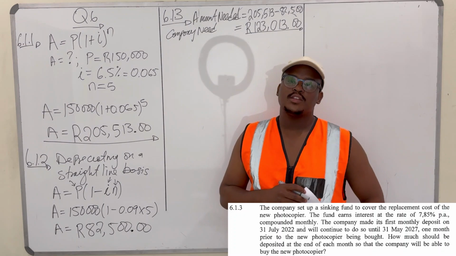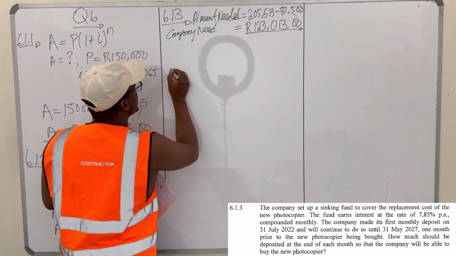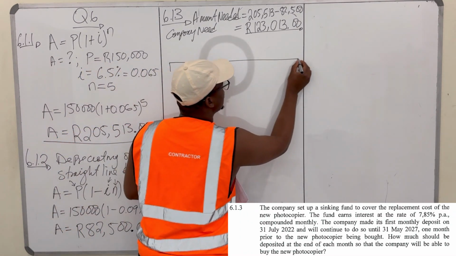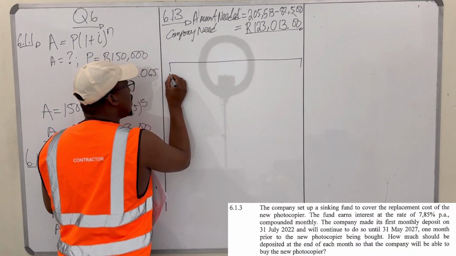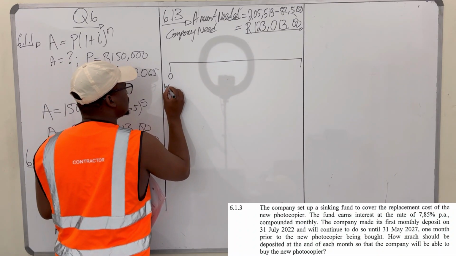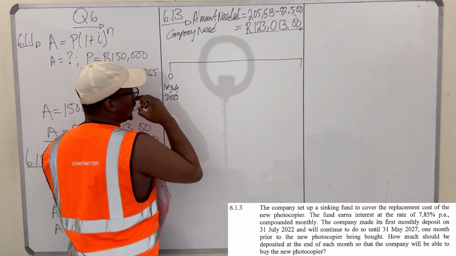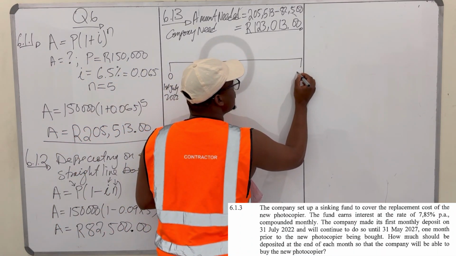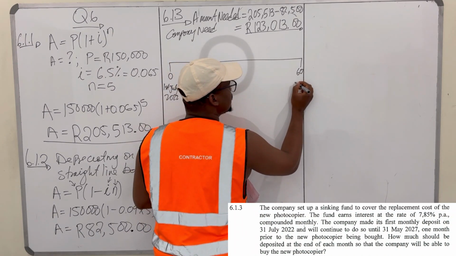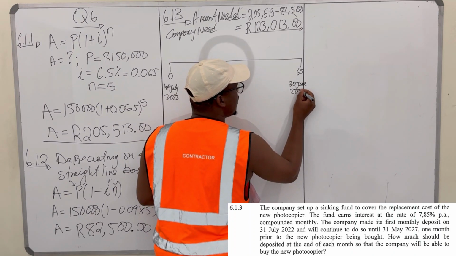So we're told that now they set up the sinking fund, right? So let's draw a timeline, because I like them, they make things easier. So here it is. This is when they bought the new machine, right? This is 1st July 2022 here. Here, this will be the 60th month, right? Which will be 30 June 2027, when they are buying a new machine.